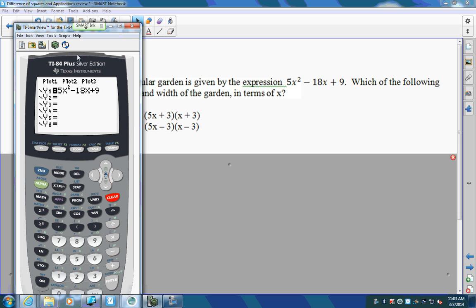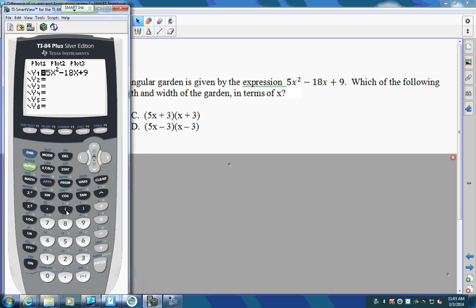All right. Try C now. So parentheses, 5x plus 3, x plus 3. C is not going to match. Well, look. If you go down here, 5x, what if it was 5x minus 3? Okay, so if you put the minuses in there, second graph, they're all the same.